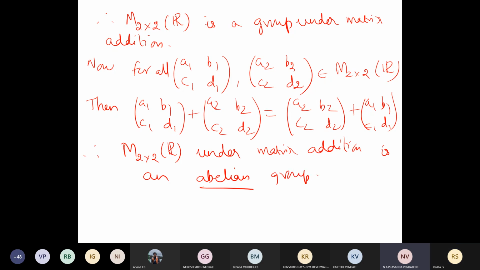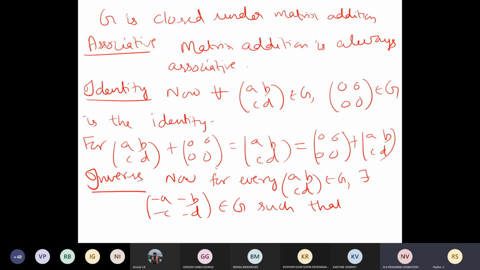See, closure, associative, identity, inverse. If these four properties are satisfied, then that particular set is a group under a particular binary operation. Along with that, if the group satisfies the commutative property also, then the group is called an abelian group. ABELIAN. Clear? Yes, ma'am. So we'll see more examples. Don't worry.